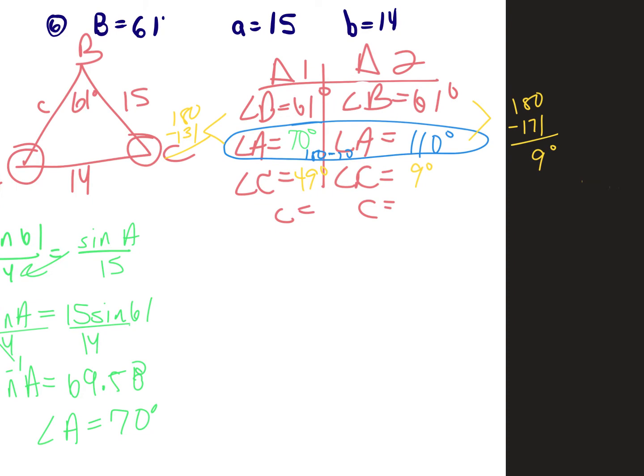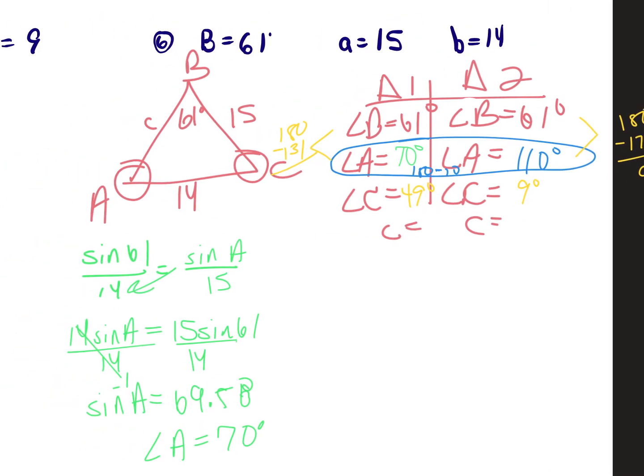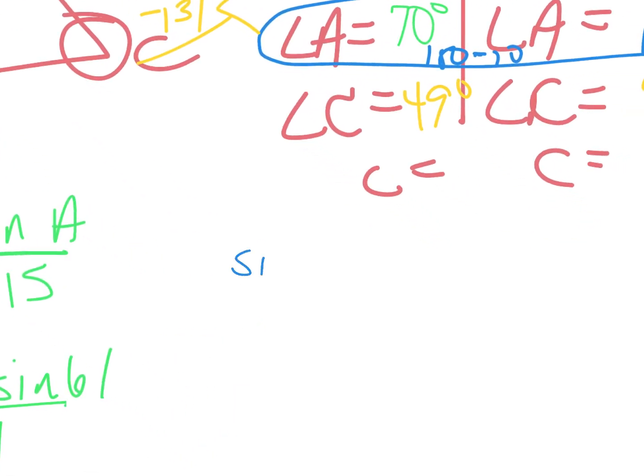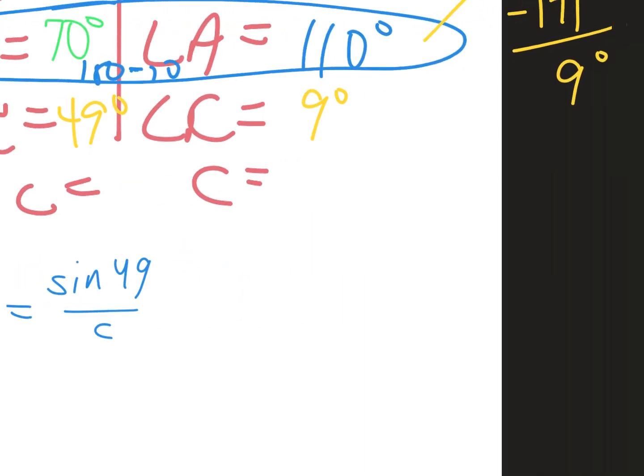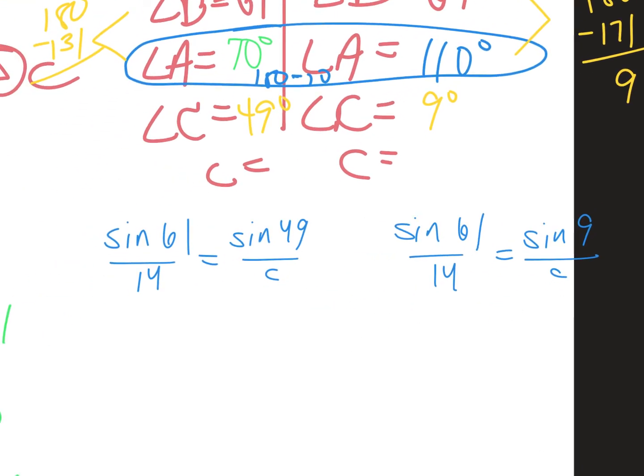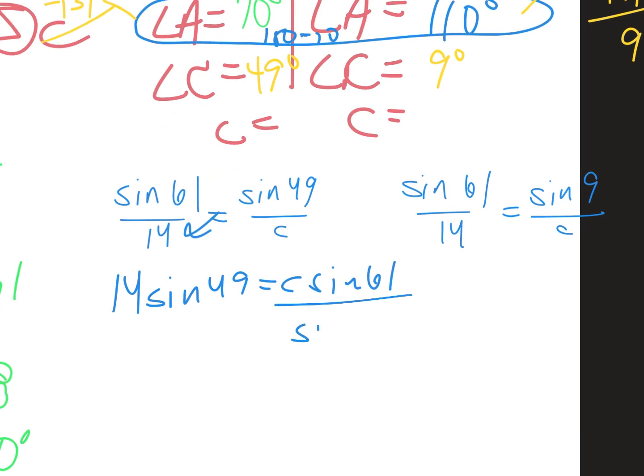So I'm going to use the original. And this is why it's good, Joseph, to use the original. I'm going to use the original and say, okay, sine 61 over 14 equals sine 49 over C. And then over here, I'm going to say sine 61 over 14 equals the sine of 9 over C. It's better to use the given, you'll be more exact with your answer. So when we cross multiply here, we have 14 times the sine of 49 equals C times the sine of 61. Divide both sides by sine 61.